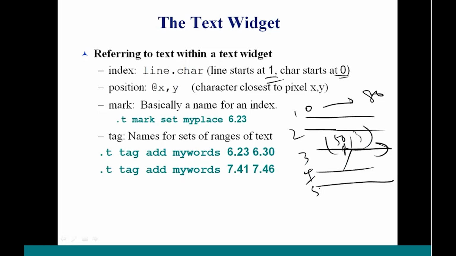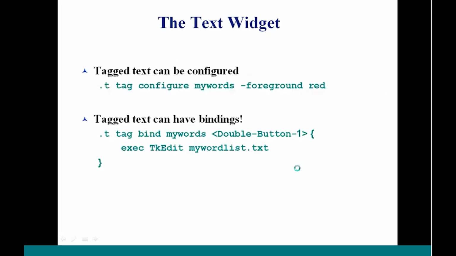And then you can also do mark, basically a name for an index. So you can say t mark set my place 6.23, and it will do exactly that. And then tag: you can use tag to define ranges of text. For example, you can say t tag add my words 6.23, 6.30. So it will go to the specific location and then perform this function, which is called add. And then same thing with the other. So tags will be very useful as we will see more and more.